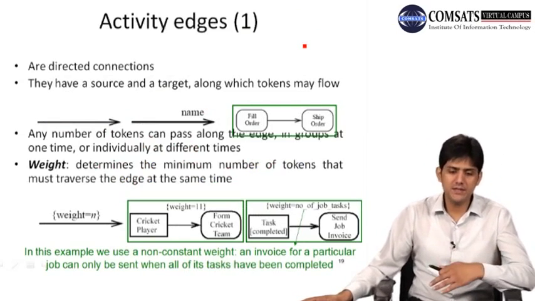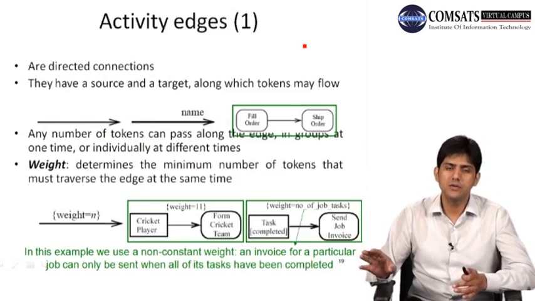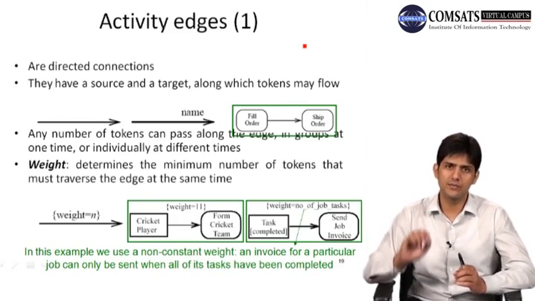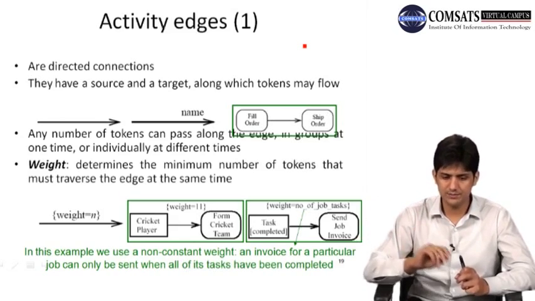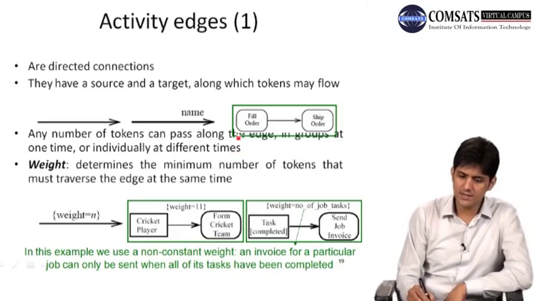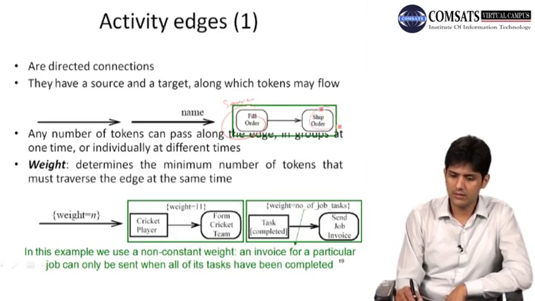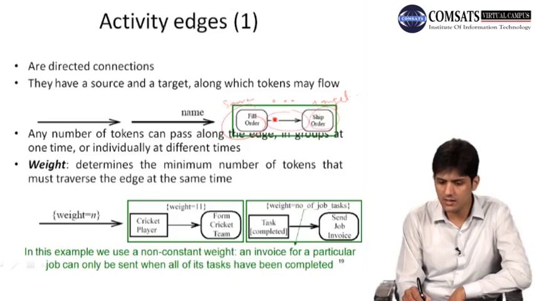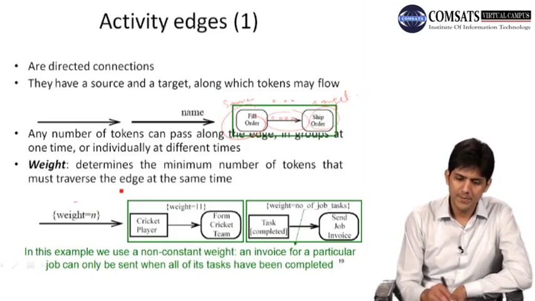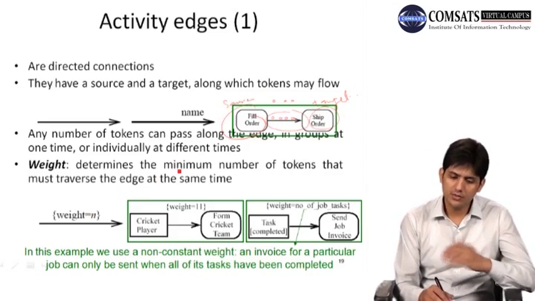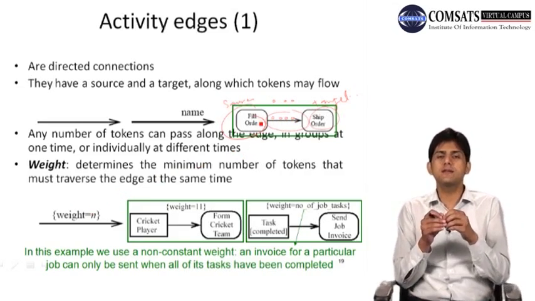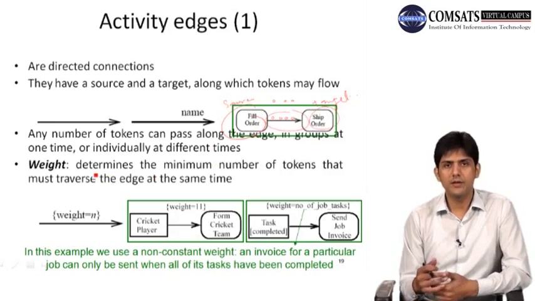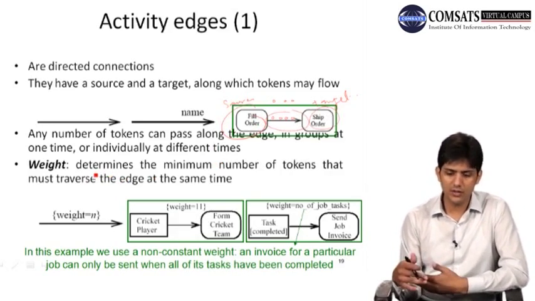Okay, then we have activity edges. All the activity edges are directed. As we saw in one of the slides, this is a kind of directed graph where all the actions are directed. There is always a direction from one action to another action. They always have a source and a target. For example, in this case, this is the source and this is the target. And on these edges, the tokens flow. Whatever the information is, it will flow on these edges. Any number of tokens can pass, but we can also set some restrictions on how many tokens will pass over it. You can assign a weight, and when you assign a weight, it means only that many tokens can pass at maximum.